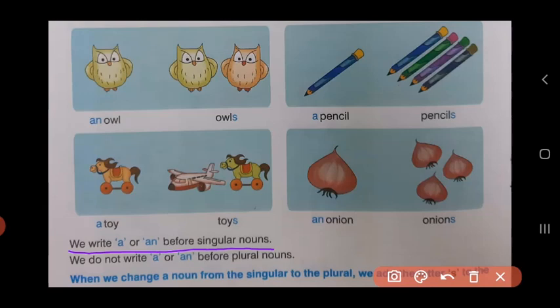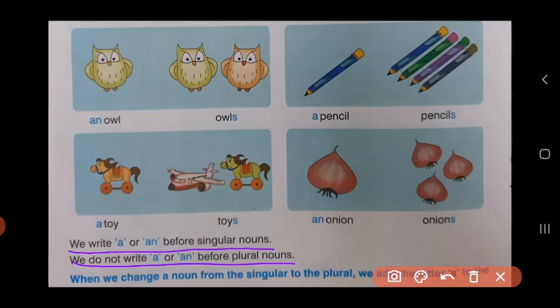So children, always remember that we write a or an only before singular nouns, only when the naming word is a single thing. We do not write a or an before plural nouns. So whenever it is more than one thing, we do not write a or an before that word.